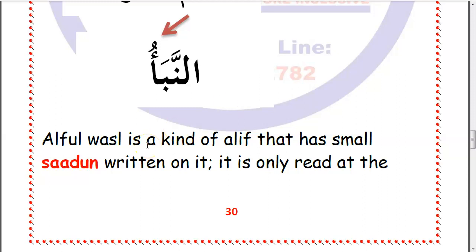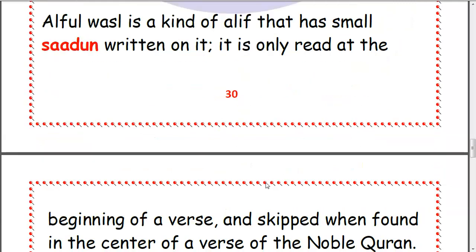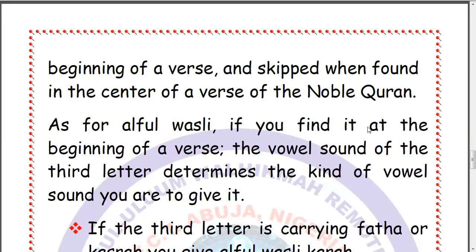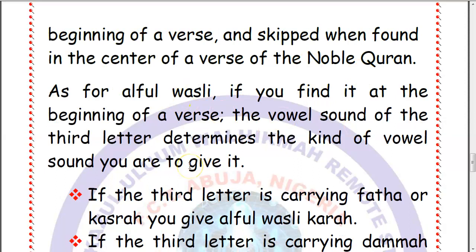Then the second type of Alif, Alif al-Wasli, is a kind of Alif that has a small sad written on it. It is only read at the beginning of a verse and skipped. You skip it when found in the center of a verse of the Noble Quran. As for Alif al-Wasli, if you find it at the beginning of a verse, the vowel sound of the third letter determines the kind of vowel sound you are to give it.